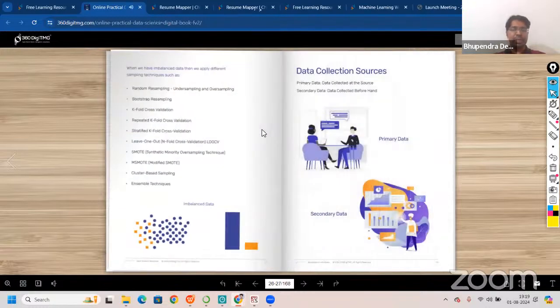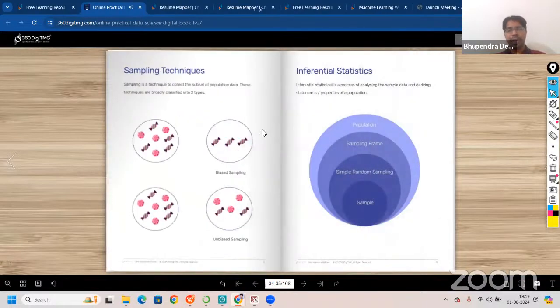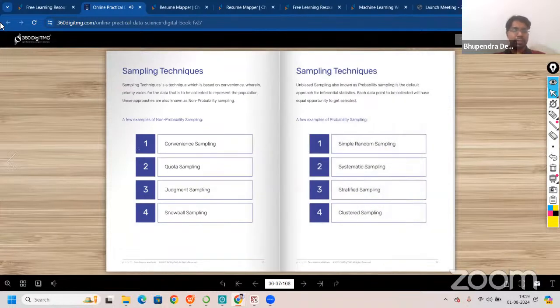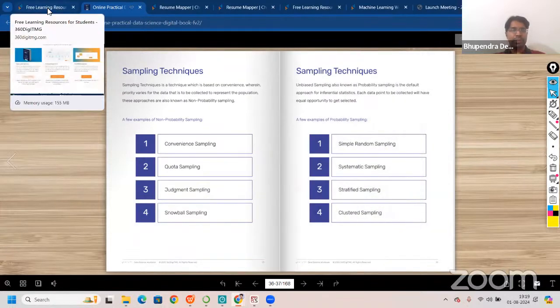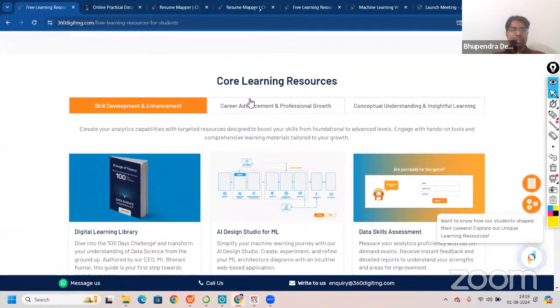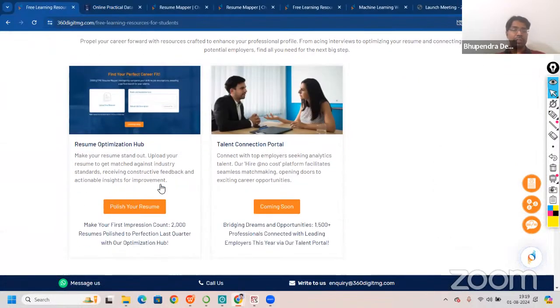And when you read this, you revise it a lot. All these things will be in your mind, internalized properly, so that you can use this in your interview, right? Now, after this, let's go to resume preparations, resume optimization hub first.